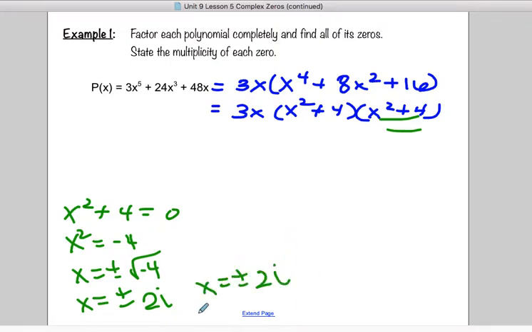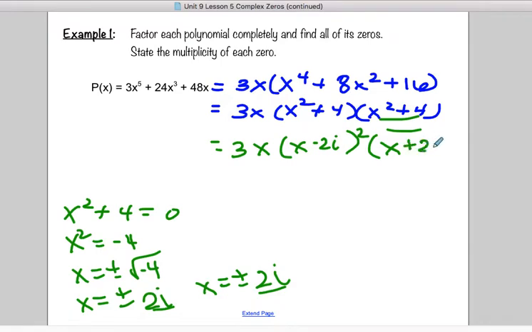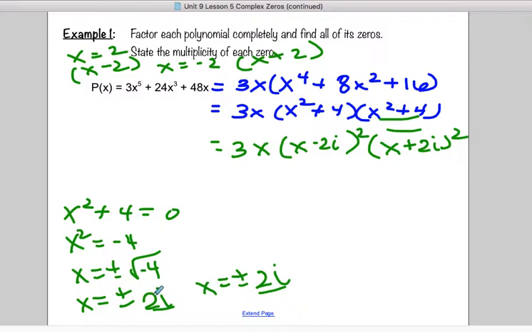Okay, so to be factored all the way, my completely factored answer would be 3x. Then in parentheses, do you guys see how I have two positive 2i's? I would have x minus 2i squared, because it's going to be a double. And then I would have x plus 2i squared. Because before when we had answers like x equals 2, what did I have in parentheses? x minus 2. When you had an answer of negative 2, what did you have in parentheses? x plus 2. It's always minus. So x minus my positive 2i answers. There it is in factored form. And then x minus a negative 2i gives me plus 2i. So here is my factored form.